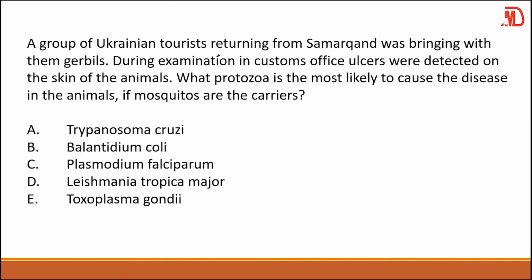A group of Ukrainian tourists returning from Samarkand was bringing with them animals. During examination in the customs office, ulcers were detected on the skin of the animals. There were ulcer formations on the skin of the animals. What protozoa is the most likely to cause the disease in the animals if mosquitoes are the carriers?